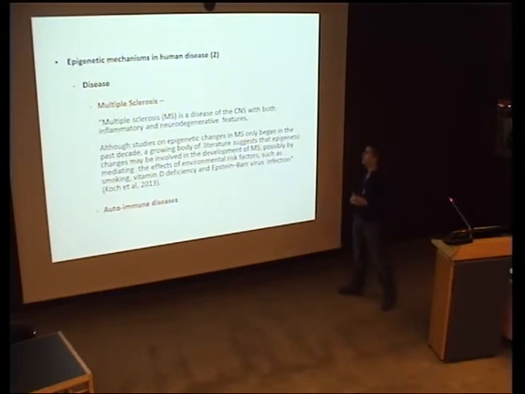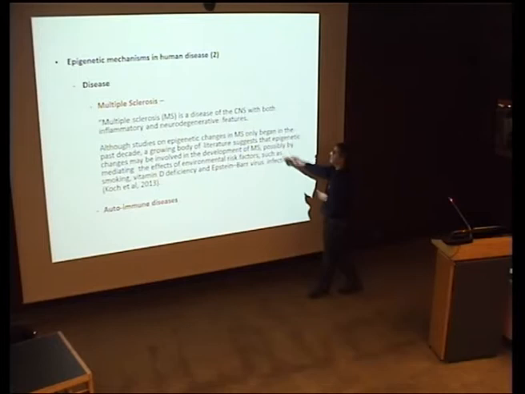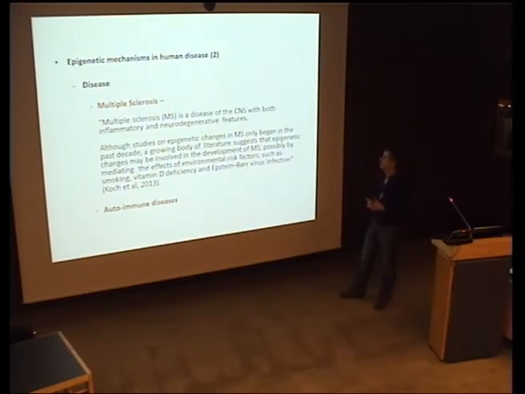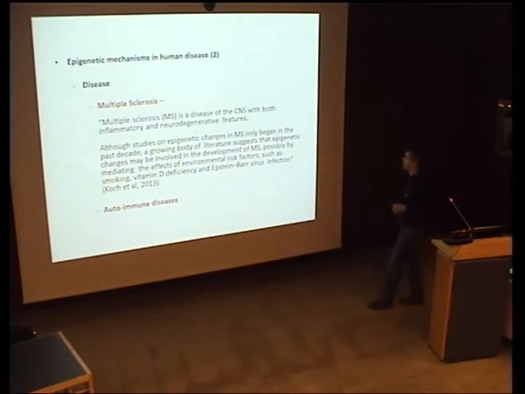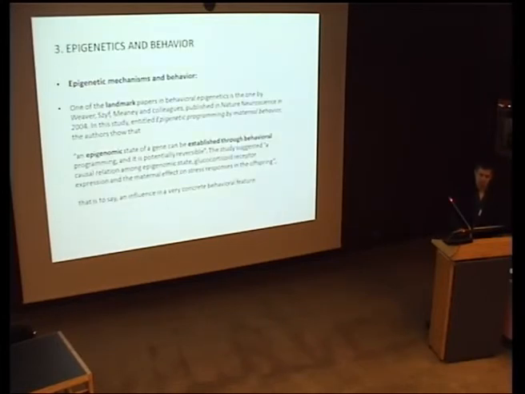All those studies on epigenetic changes in multiple sclerosis only began in the past decade. A growing body of literature suggests that epigenetic changes may be involved in the development of this disease, possibly by mediating the effects of environmental risk factors such as smoking, vitamin D deficiency, and Epstein-Barr virus infection. So these are some examples of the importance of the study of epigenetic mechanisms in human disease, but I'm going now into behavior.